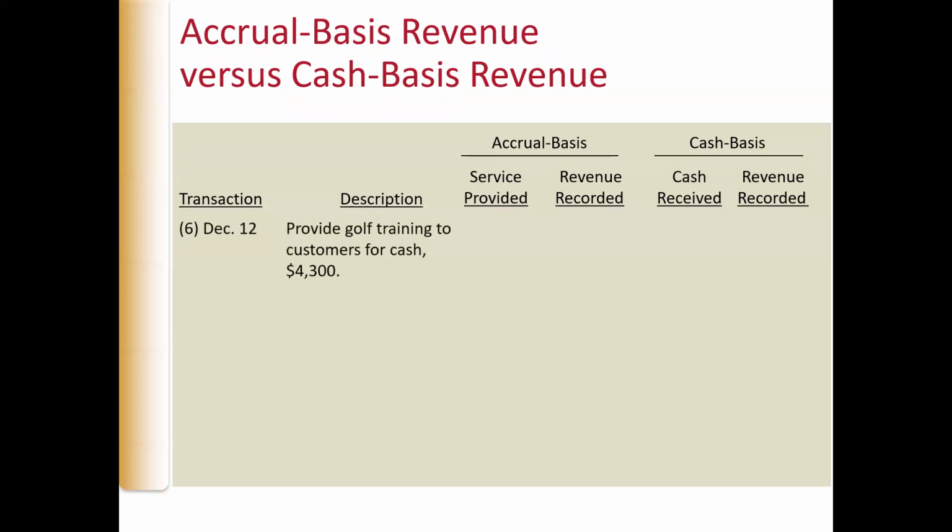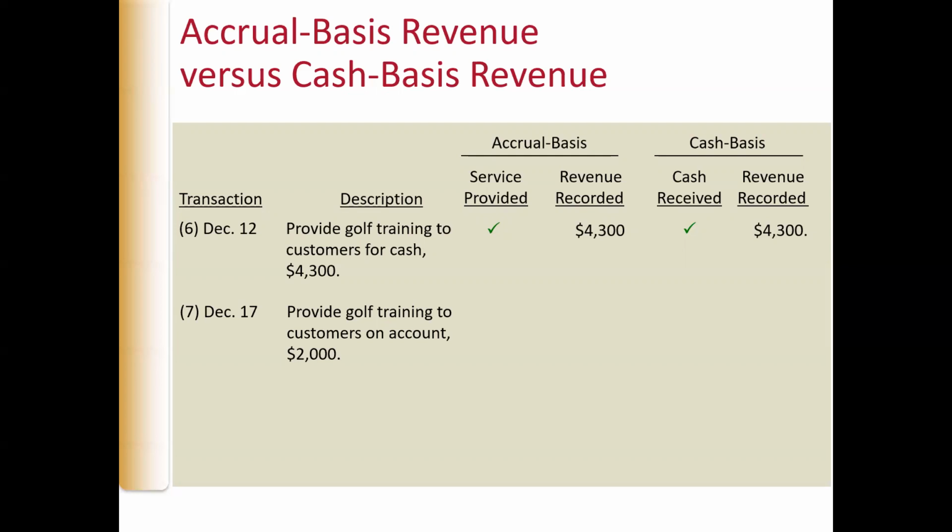So let's take a look at these. On December 12th, we provide golf training to customers for cash. Under the accrual basis, was the service provided? Yes. That means the revenue was recorded. Under the cash basis, was the cash received? Yes. So under both methods, we would be recording this transaction, because for accrual the service was provided, and for cash, the cash was received.